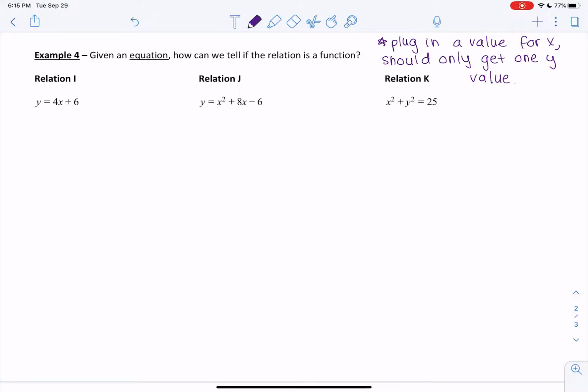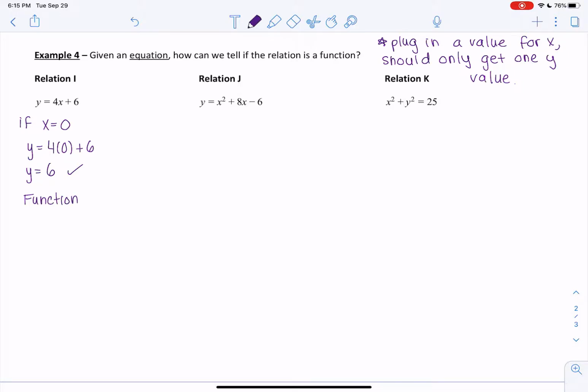So for relation I, we're going to plug in an x value. I'm going to do x equals 0, just to make my life a little bit easier with the algebra. So instead of writing an x, I'm just going to write a 0. So I'll have y equals 4 times 0 plus 6. So we get y equals 6. And that's only one y value, so we're good to go. So this is a function.